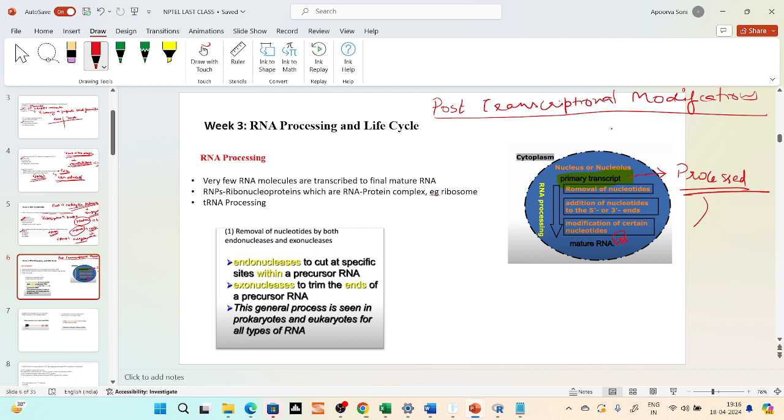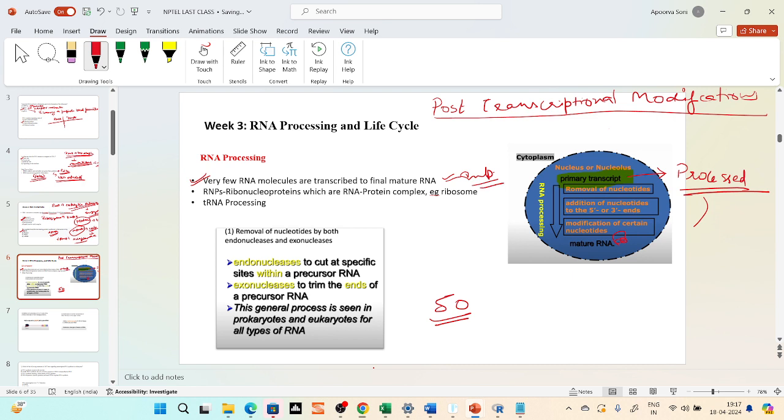These are all collectively called RNA processing. It is also very important to note that if, let's say, 50 primary transcripts are there, then not all 50 would be converted into mature RNA. Very few RNA molecules are converted to final mature RNA. This is important.